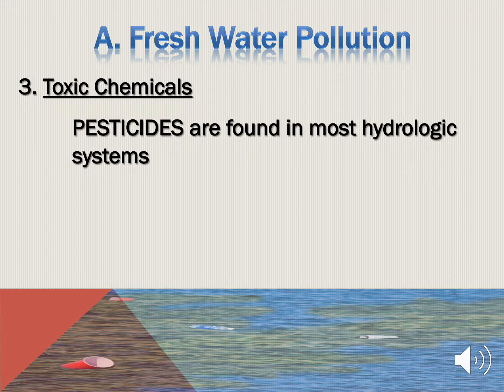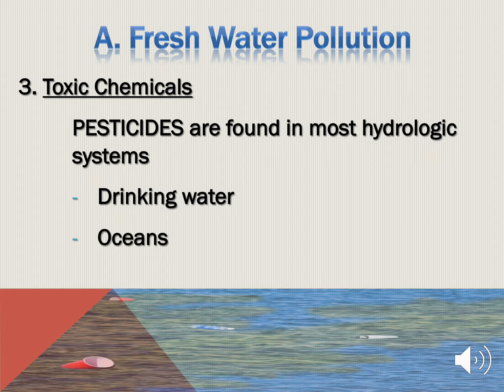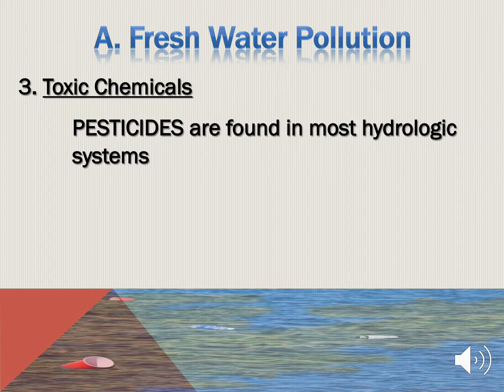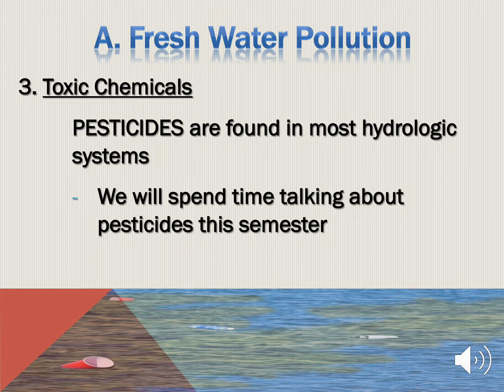Pesticides are found in most hydrologic systems. Again, we talked about groundwater, we're talking about surface water. We can find pesticides in drinking water on occasion. And of course, we can find residues of pesticides in our oceans. Because pesticides are found in most water systems, we'll spend time this semester talking about pesticides several times.